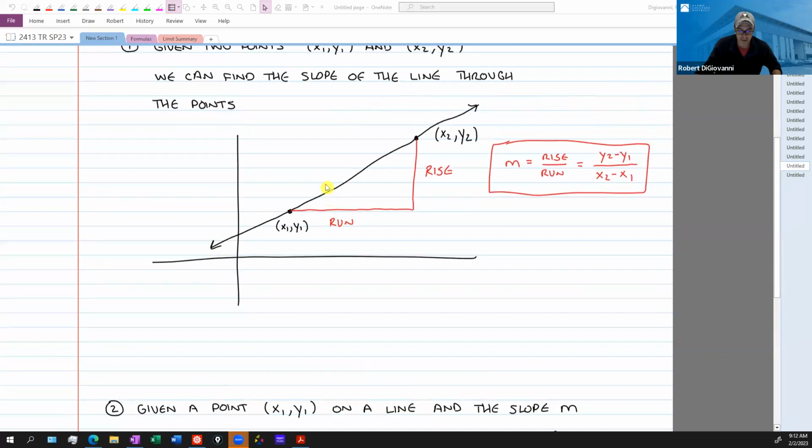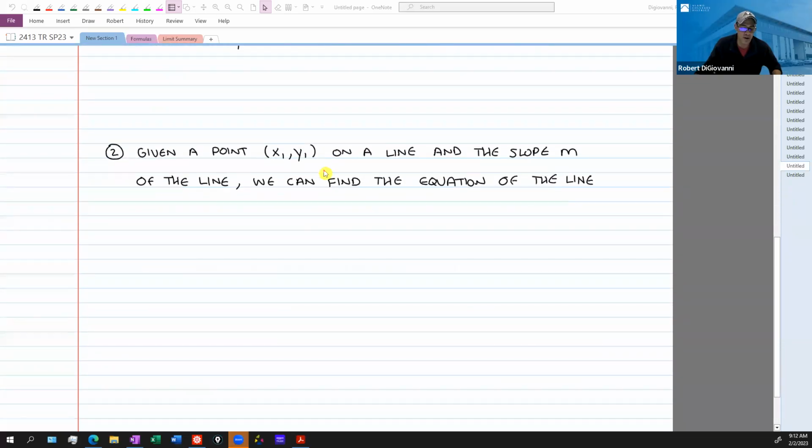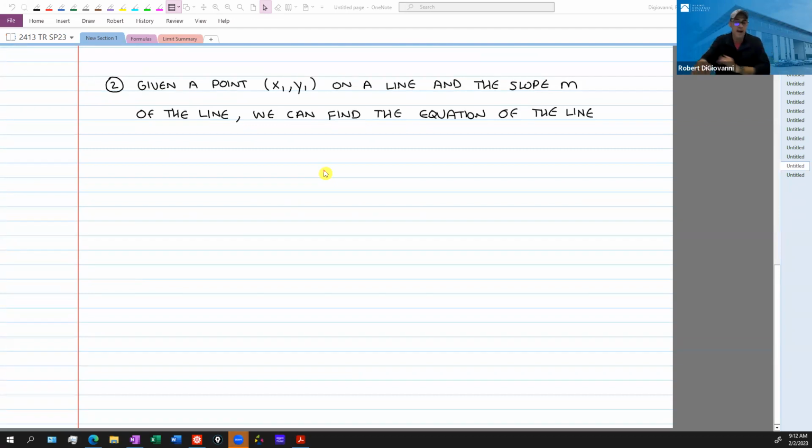All right, so we need to know that. The second thing we need to know is that if we're given a point on a line and the slope of the line, we can find the equation of the line. There's a big difference between just having the slope of a line and having its actual equation.